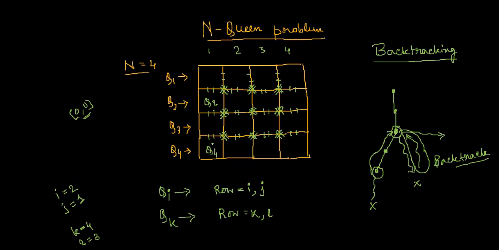Now see how I can represent this collision. Queen 2 is placed in this location, so its coordinate will be 2, 1, as simple as that. And if I place queen 4 over here, its coordinate will be 4, 1, right? So what is common? I can see they are in the same column. So if queen I and queen K are in the same column, that means it's a collision.